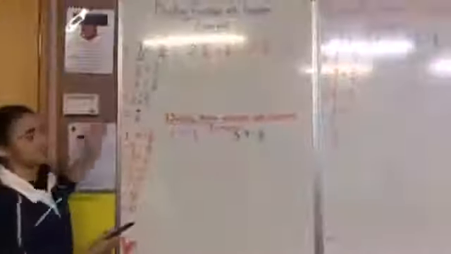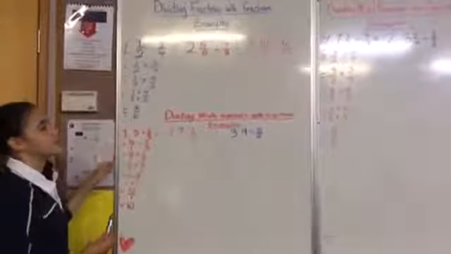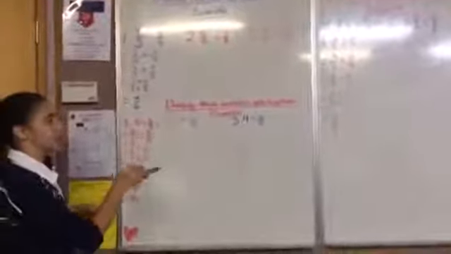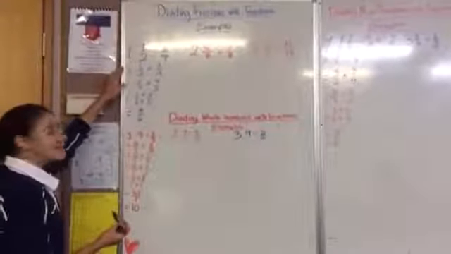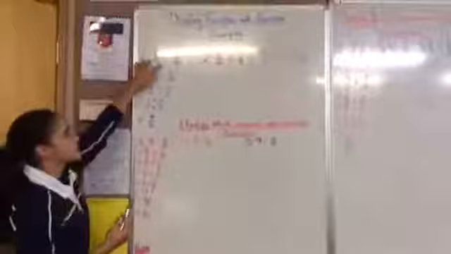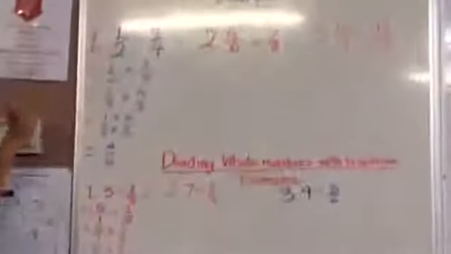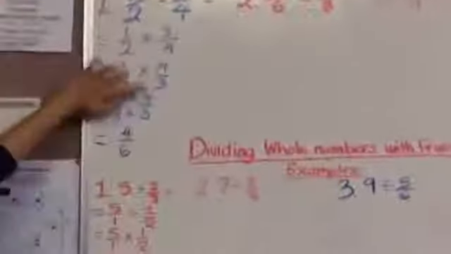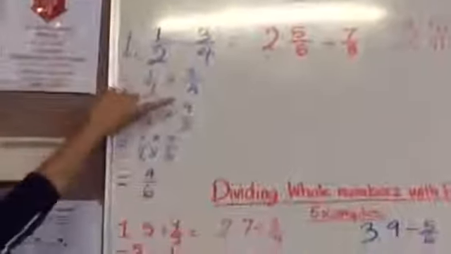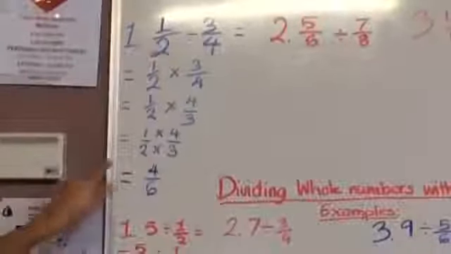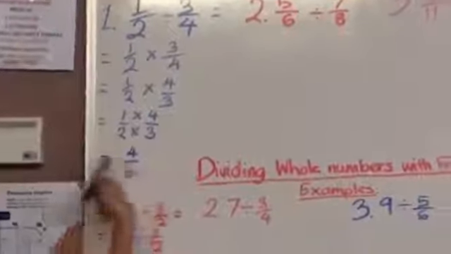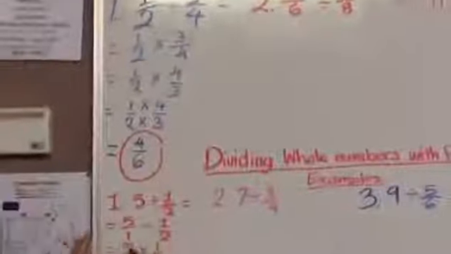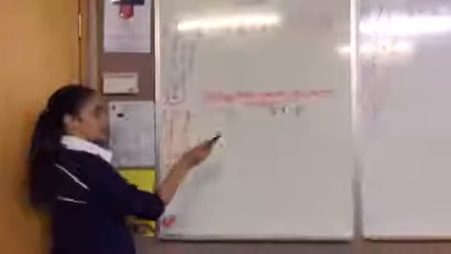There are some examples you can do at home. I'm going to explain the first question in each category and then you can do the next 2. So first we have a half divided by 3/4. You first change the division symbol to a multiplication symbol. Then you flip the second fraction. So that's 3/4 now into 4/3. And then you do 1 times 4 equals 4. And 2 times 3 equals 6. Now pause the video and do the next 2.